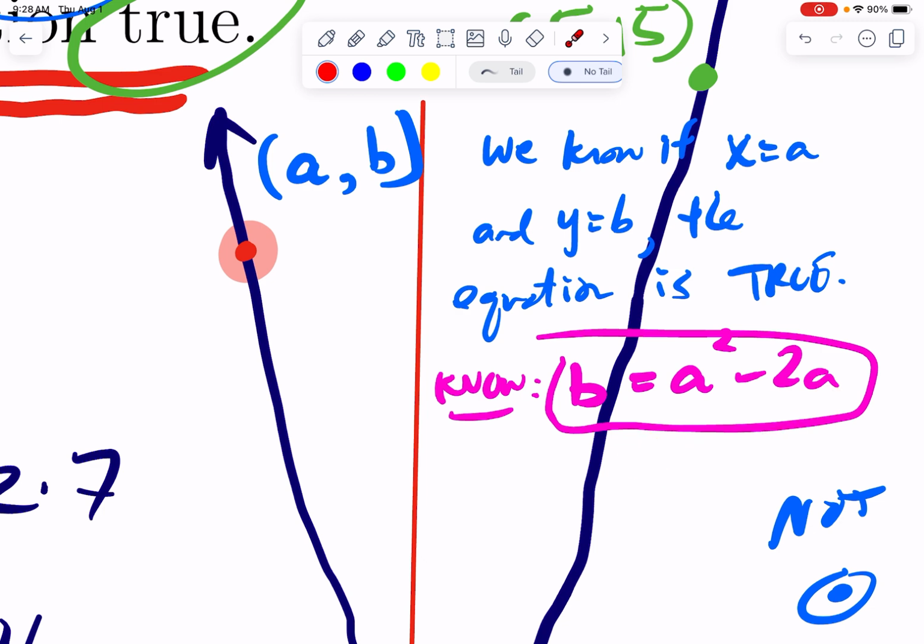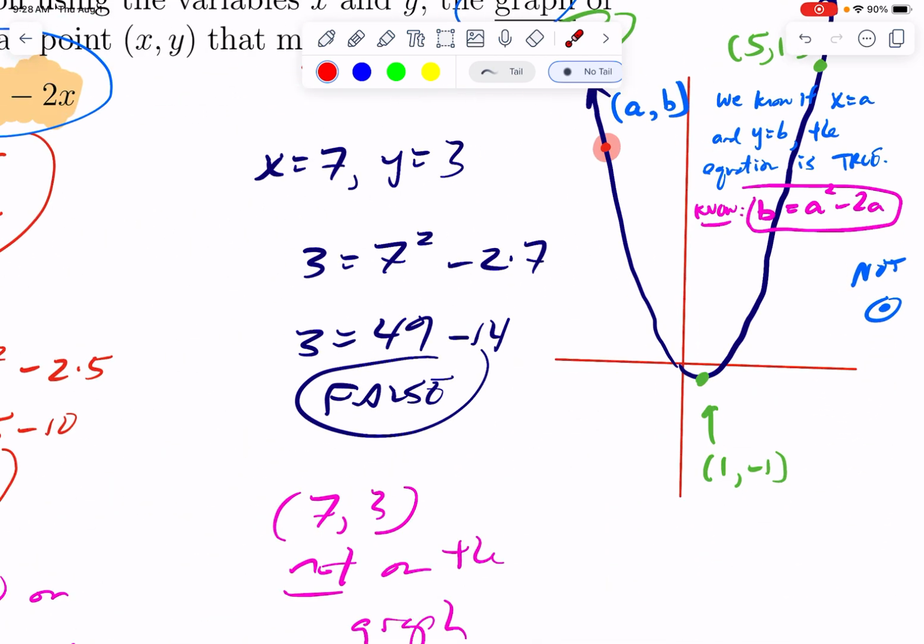This is very helpful for doing problems. If you see something on the graph, there is an algebraic fact you know is true. If there's an algebraic fact you know is true, you know something about the graph. This feels like I'm just kind of talking in circles, but it really is the key for doing certain problems.